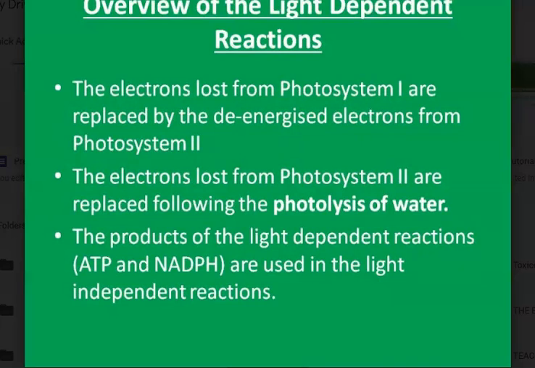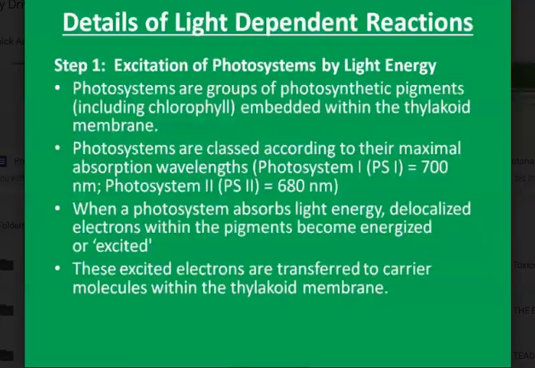Now the products of the light-dependent reactions, the ATP and NADPH, are used in the light-independent reactions. So this is where we're going to see the connection between the light-dependent and the light-independent reactions. The light-dependent reactions create ATP and NADPH that can be used in the light-independent reactions. So let's look at details of the light-dependent reactions one more time. This is going to be more details of that.